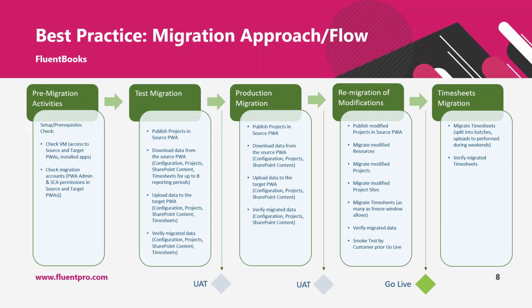Basically, during production migration, you will be repeating the same steps as you did during test migration: publishing projects, downloading data, uploading this data to your production Project Online PWA, and verifying this data after each piece is uploaded. Like after configuration is uploaded, it will need to be verified that there are no issues and no errors, and if there are any, they would need to be addressed. Same with projects and same with project sites. And then UAT and go live, if everything is fine.